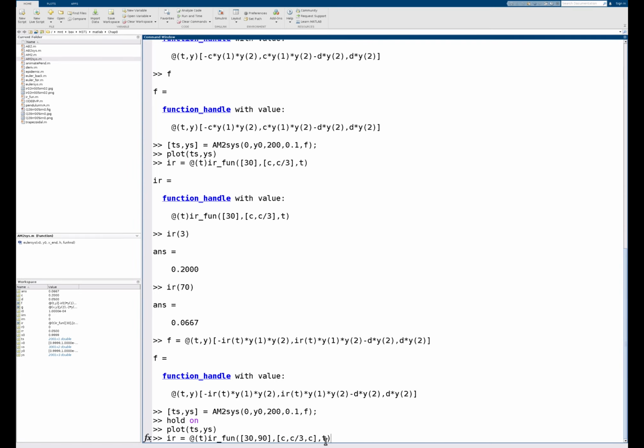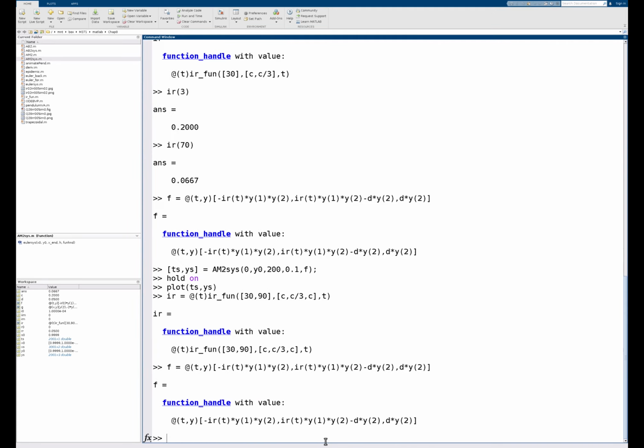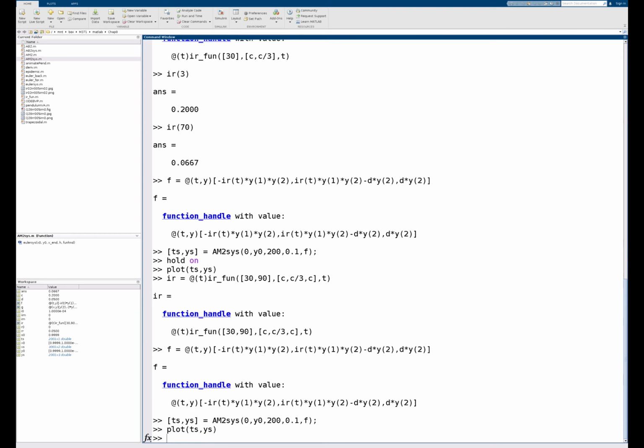Okay, so let's try that. And now I have to redefine F. I often forget to do that. Now that I changed IR, I also have to redefine F. And okay, let's do the model now and plot it. What does that look like?